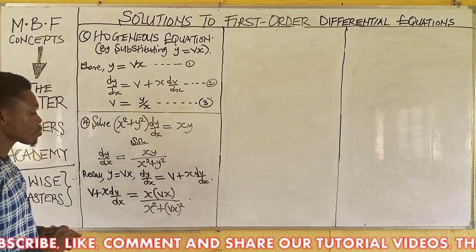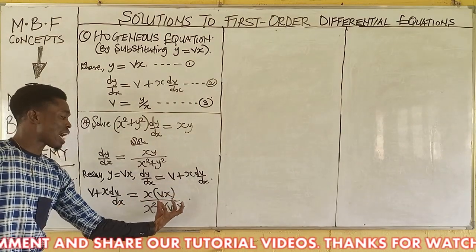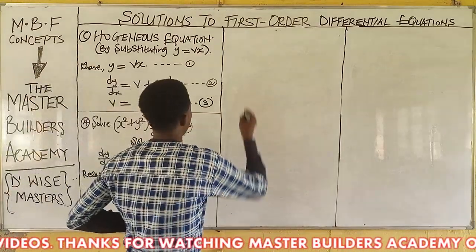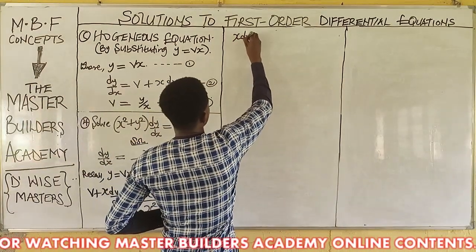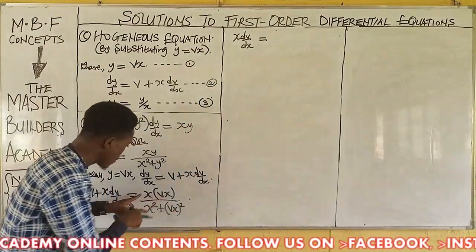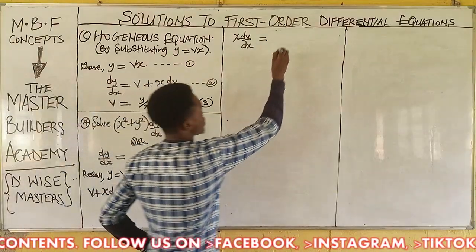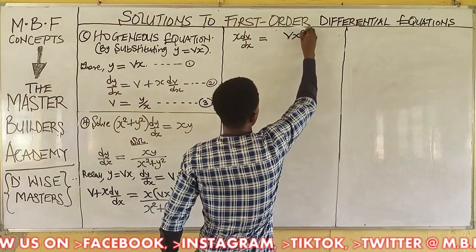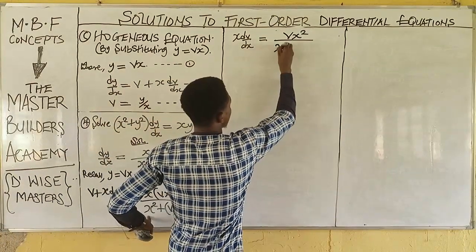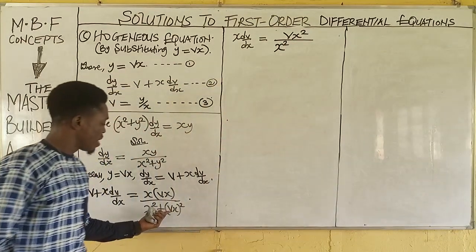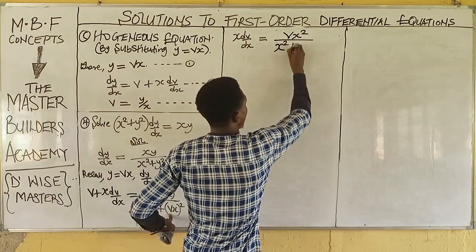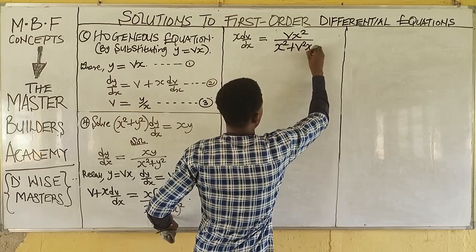This is it. The next thing we are going to do now is to multiply out and understand that this v at the left hand side must be taken to the right hand side. Therefore, we have x dv over dx is equivalent to, now when we multiply x by vx, we have this as vx squared all over the denominator, this is x squared, while this x all squared would have been v squared x squared plus v squared x squared.